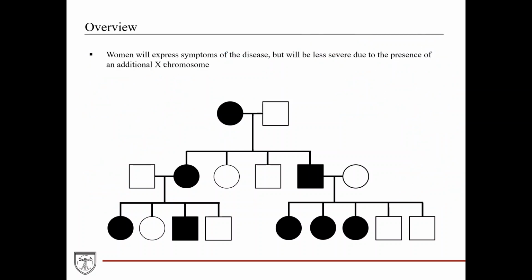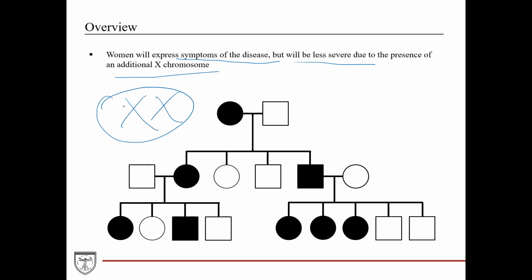One thing to note is that women will express symptoms of the disease if they inherit the affected X chromosome, but they're less severe due to the presence of that additional X chromosome. So with women, they have two X chromosomes. They'll have one that's affected and one that's normal. The one that's normal essentially compensates for having this affected X chromosome. Versus the males, they have an affected X chromosome. They don't have another one to compensate. They just have the Y. So that's why the symptoms in males can potentially be more severe.